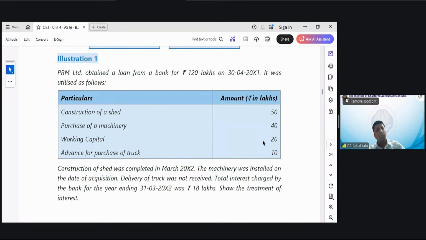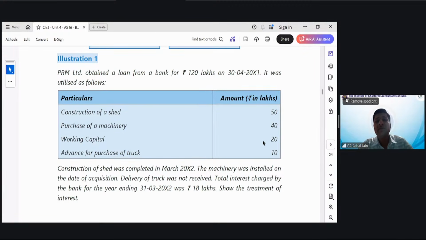No, but if you look at the loan amount, forget about whether it's a qualifying asset or not. The entire loan amount is not utilized for the purposes of construction of shed. Some part is being used for working capital. Forget about machine, forget about truck. The part which is used for working capital, do you think you have a qualifying asset in respect of this 20 lakhs which is used for working capital?